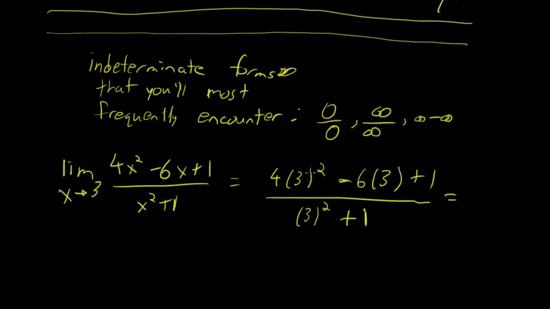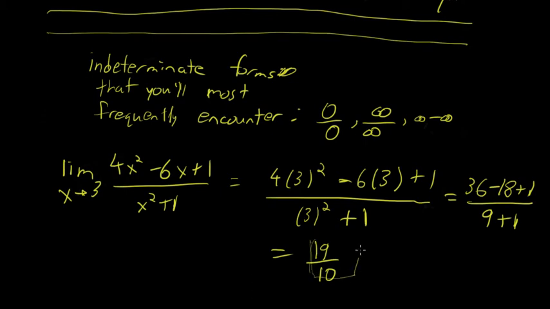So 3 squared is 9, times 4 is 36, 3 times 6 is 18, plus 1. 3 squared is 9, plus 1. 36 minus 18 is 18, plus 1 is 19, and 9 plus 1 is 10. So here we don't have one of those indeterminate forms. So we're done after this. And after we get to this, we found the limit. It's 19 over 10.